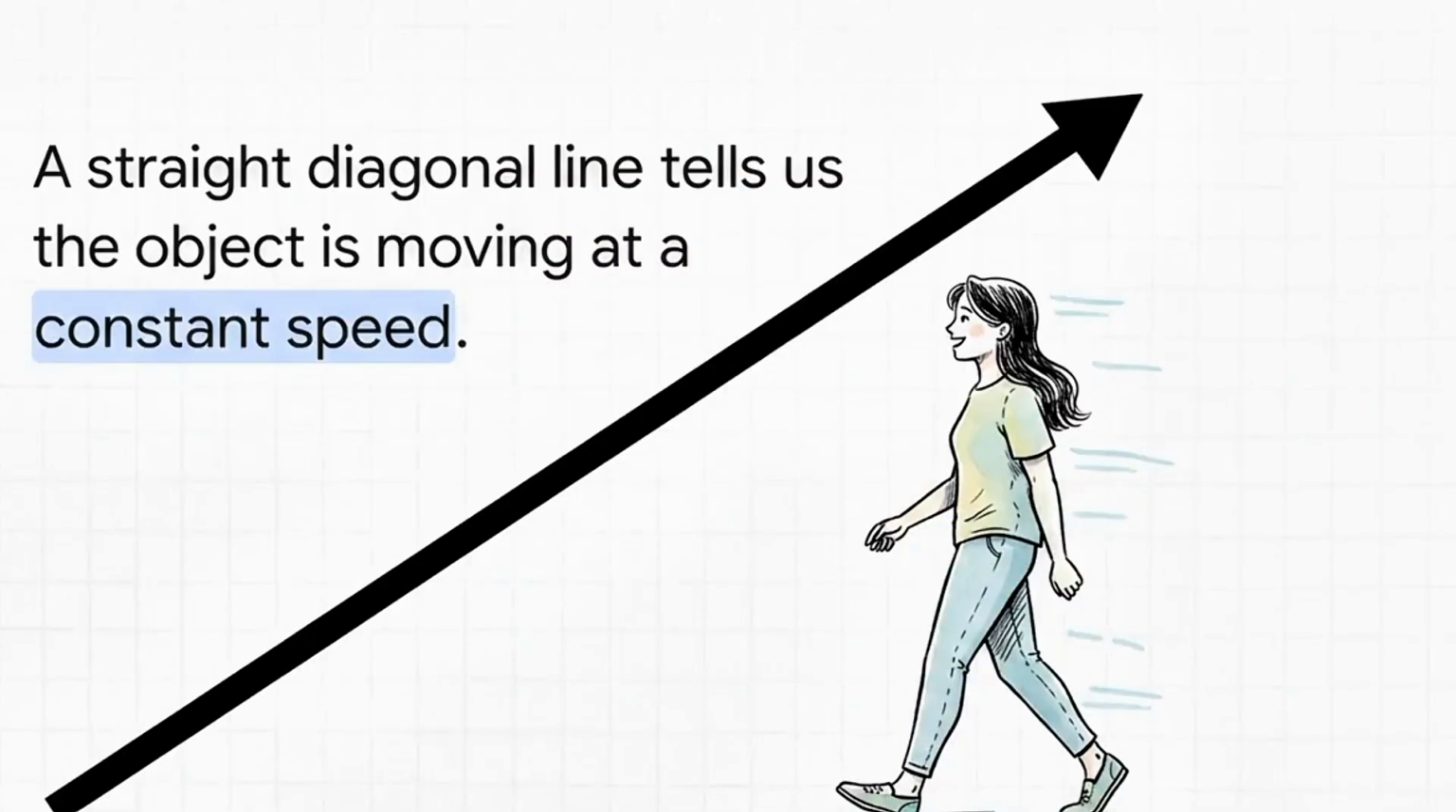Let's apply this visual rule to the first 6 minutes of Tisha's graph. See how the line rises straight upwards diagonally? This is super important. Because that line is straight and diagonal, it mathematically tells us that Tisha is moving at a perfectly constant speed.